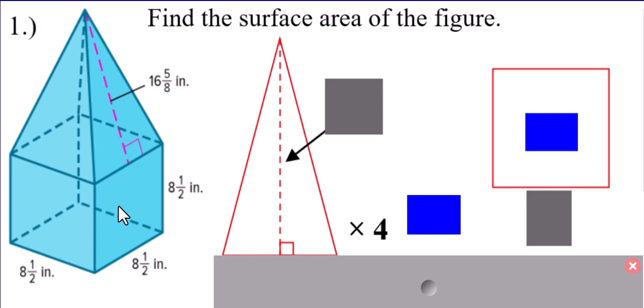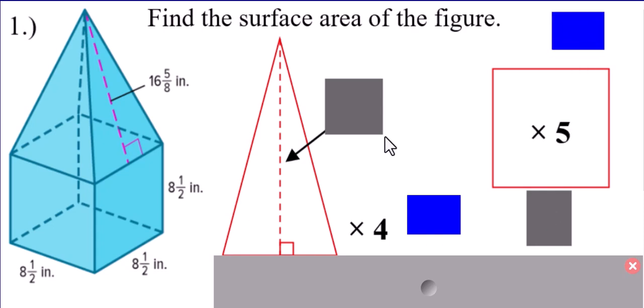How many squares do we have? Well, you can't count the square on the top because it is not exposed. So there's only 1, 2, 3, 4 going around the sides, and then the one on the bottom does count as well. So that is a total of 5 of those squares.